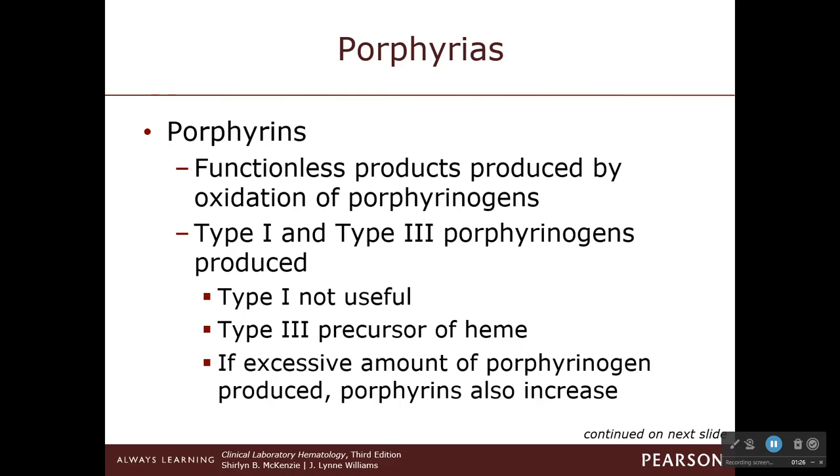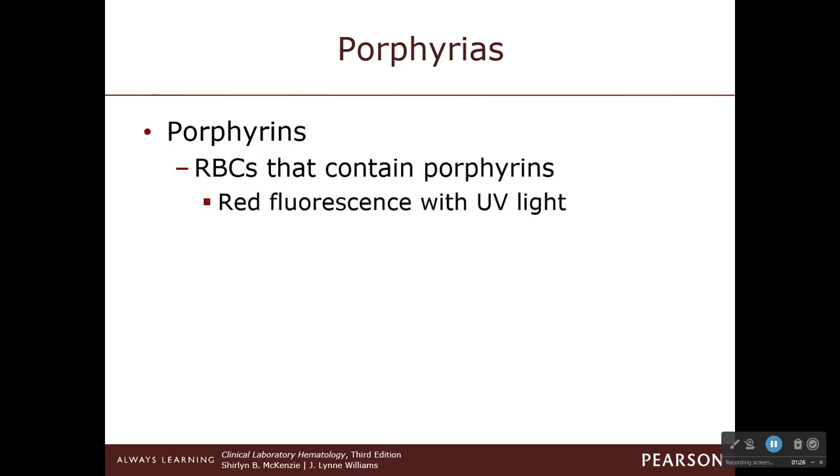These porphyrins become toxic to our cells. RBCs contain porphyrins, and what's really unique is that red blood cells fluoresce red under UV light, so they glow in the UV light. Another place that porphyrins are deposited is in the urine, because they're trying to expel those porphyrins, so the urine glows red in the dark. Not only does it glow red, it also is red. It is known as port wine urine. I'll show a picture of that in just a minute.